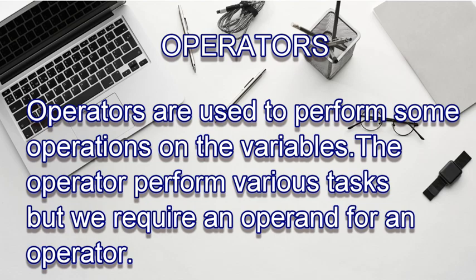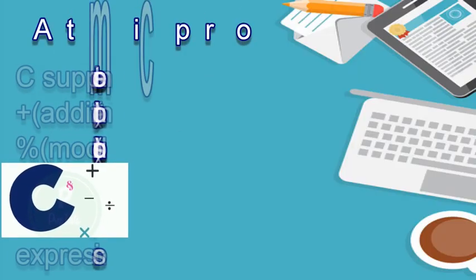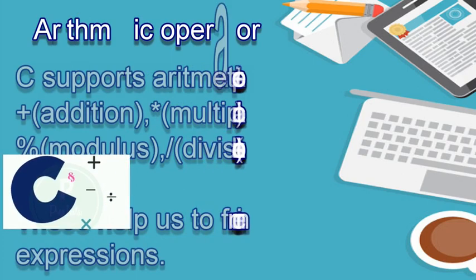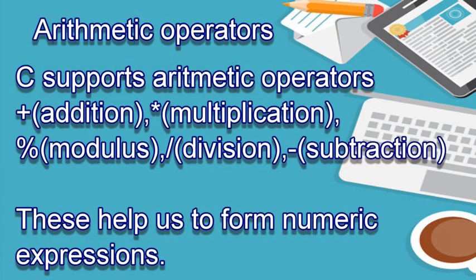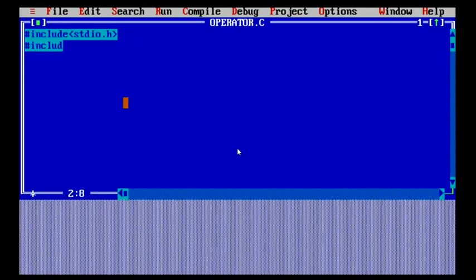The very first that comes to our mind is the arithmetic operator. C supports arithmetic operators like plus, multiply, division, modulus, and subtraction. These arithmetic operators help us perform numerical operations and expressions. Let us understand how they actually work with the help of an example.